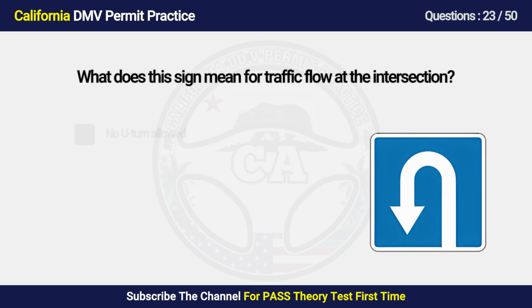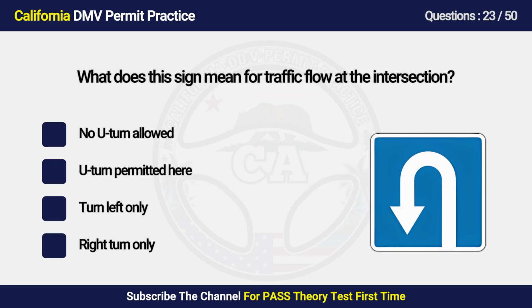Question 23. What does this sign mean for traffic flow at the intersection? A. No U-turn allowed. B. U-turn permitted here. C. Turn left only. D. Right turn only.